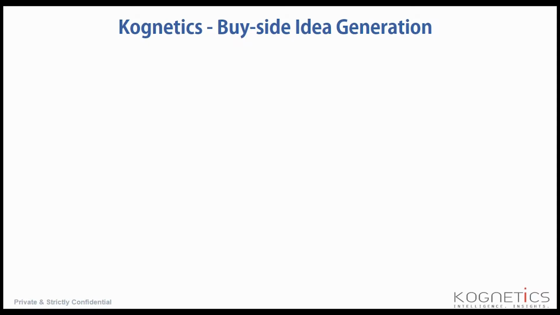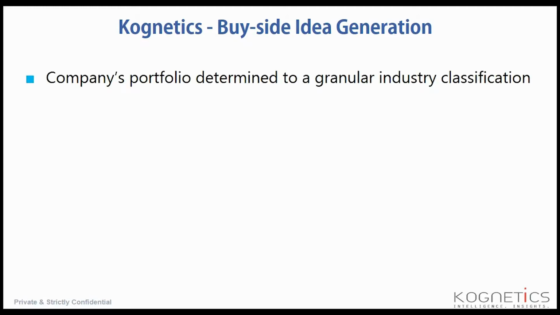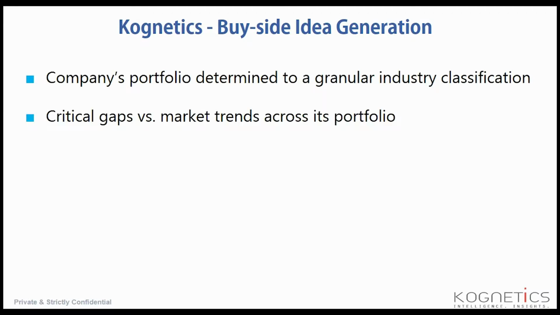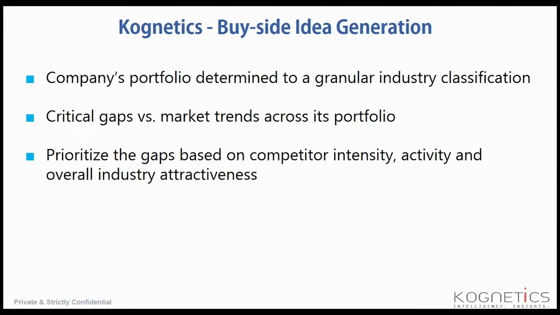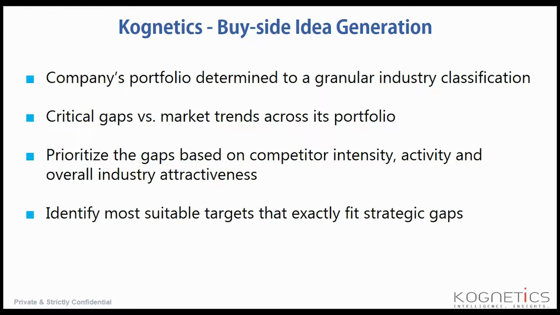This video highlights how Kognetics brings analytics and automation to buy-side idea generation. With Kognetics, one can determine in real time a company's portfolio mapped to a granular industry classification, its critical gaps versus market trends across its portfolio, prioritize the gaps based on competitor intensity, activity, and overall industry attractiveness, and identify the most suitable targets that exactly fit the strategic gaps.